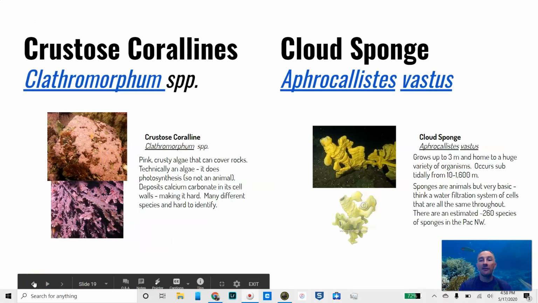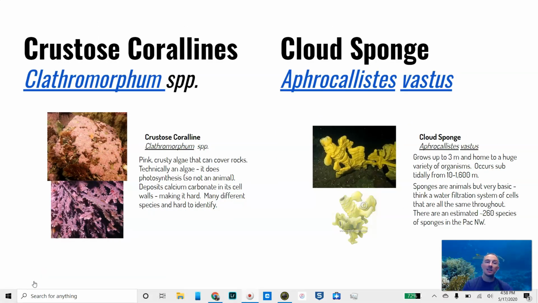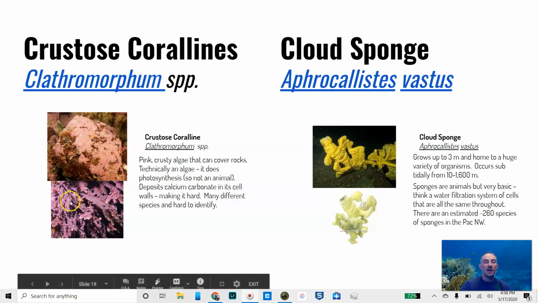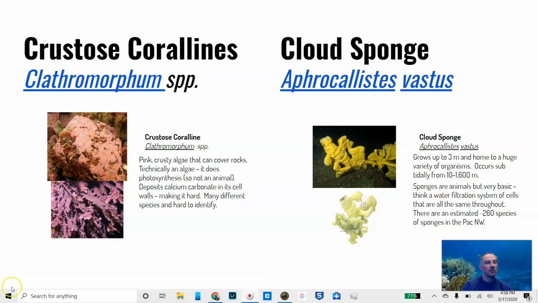cloud sponge, Aphrocallistes vastus, and lastly, our crustose corallines. There's a big group of them, so I lumped them out there. Clathromorphum spp. Clathromorphum is a genus, and there's multiple species throughout our region. Okay, that's it. Write these down, draw them, memorize them, learn some fun facts, and we'll see you next week.